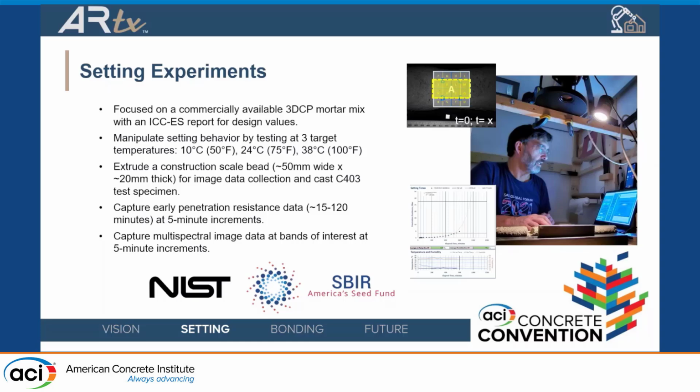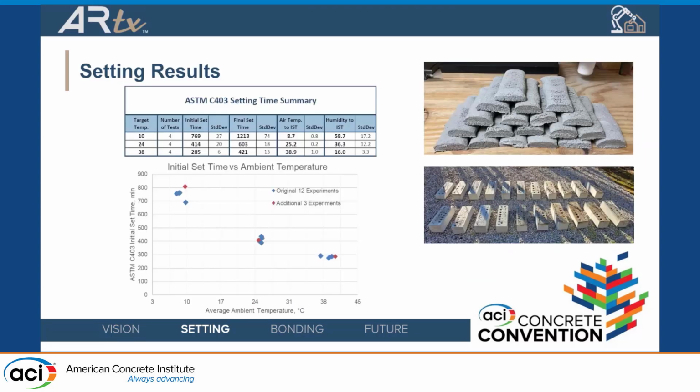In this experiment, we took a commercial mortar that you can buy for 3D printed concrete or 3D printed mortar. We manipulated the setting to 3 different rates. Kind of the coldest you would actually pour concrete, something in the middle, and then kind of the hottest you would pour concrete. Extruded a construction scale bead, so that's about 2 inches wide, 50 millimeters wide, and 20 millimeters thick. And then also cast a C403 specimen to do this rudimentary penetration resistance stuff. And we were able to manipulate that setting time pretty successfully. We did it tons of times to get a good idea of how this was really behaving.